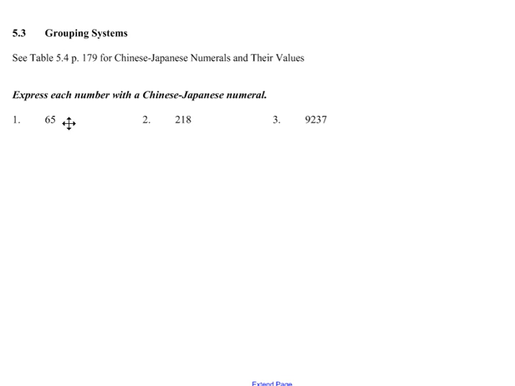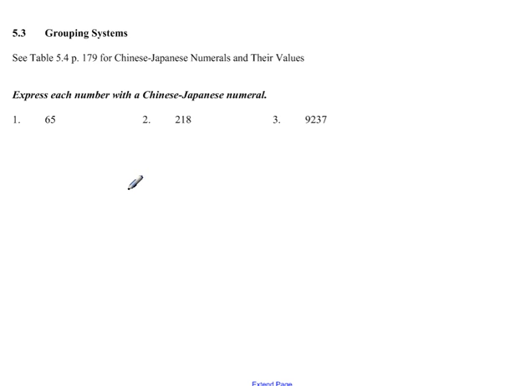This is part of 5.3's lesson on Chinese-Japanese numerals. The two things you need to do for Chinese-Japanese numerals is to express them. This is our regular number, express it as a Chinese-Japanese number. And the other way is to take a Chinese-Japanese number and evaluate it to one of our numbers.